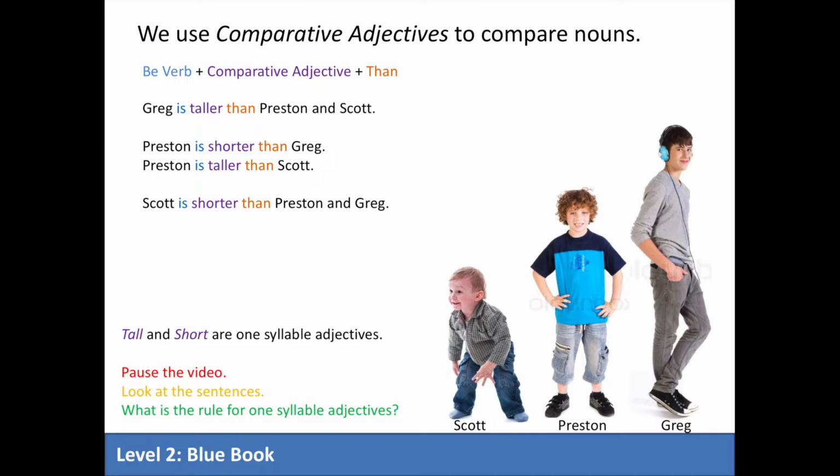So in English, we use comparative adjectives to compare nouns. Again, you'll remember from previous units that we use the be verb to compare things or to describe something. So we have some examples to look at. Here we have three men, or boys, Scott, Preston, and Greg. When we compare them, we can write sentences like, Greg is taller than Preston and Scott. Preston is shorter than Greg. Preston is taller than Scott. Scott is shorter than Preston and Greg.